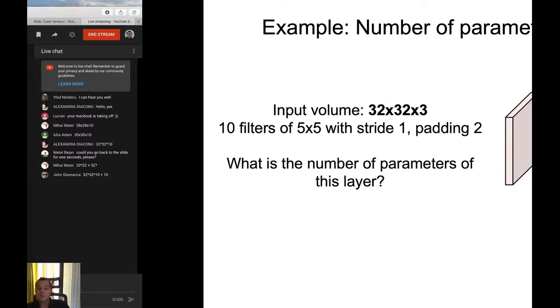So now the question is the number of weights. We have the size of the output volume. Now we're asking about the number of weights.